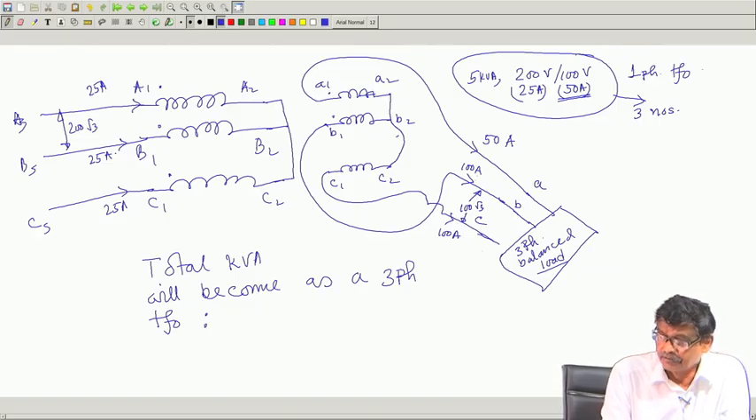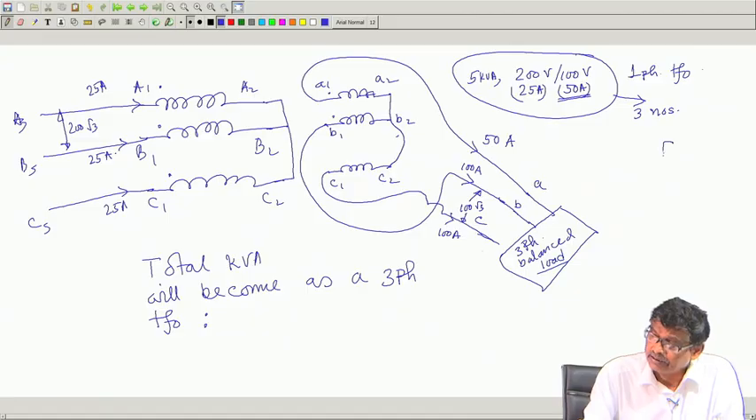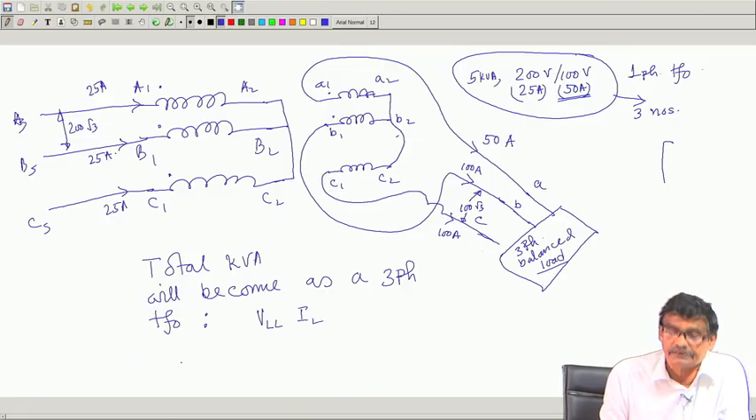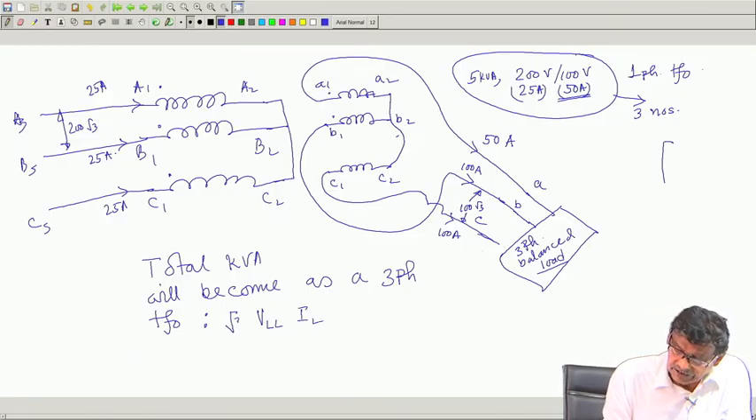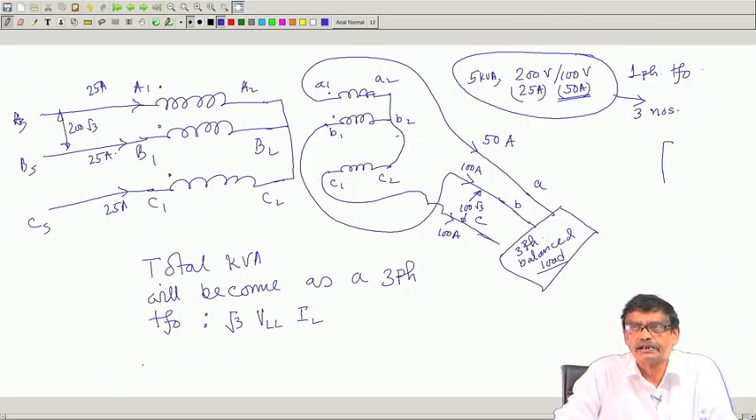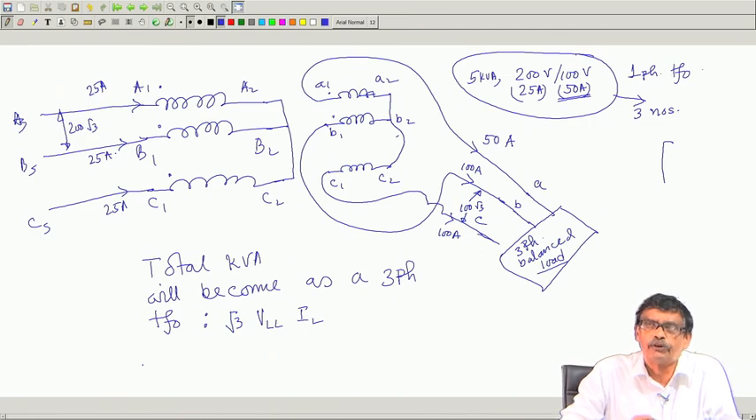For example, in a 3 phase system, if the line to line voltage is VLL and the line current is IL, for balanced load the total KVA is √3 VLL IL. Irrespective, it takes care of both star and delta. That is why people love to use this formula so often. Forget about star delta, tell me what is the line to line voltage. The only condition is that the load is balanced.